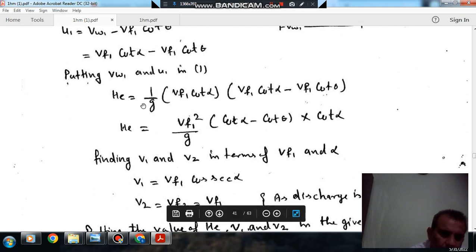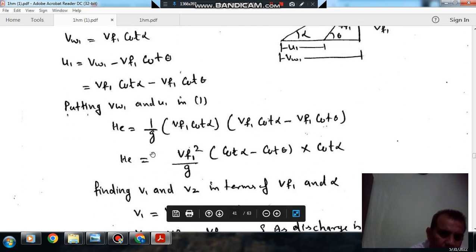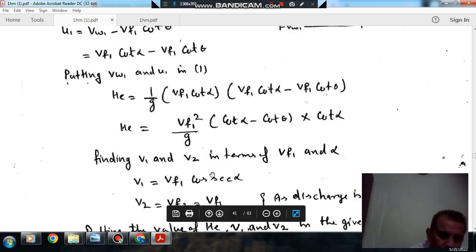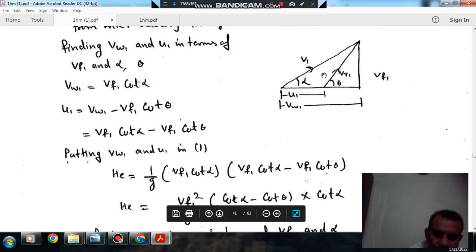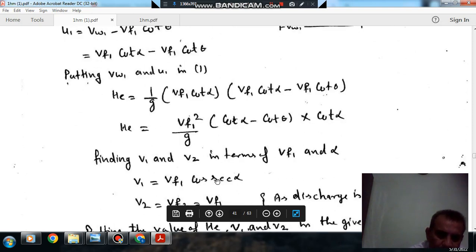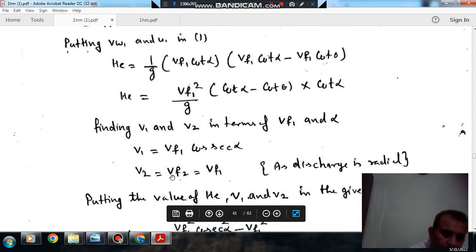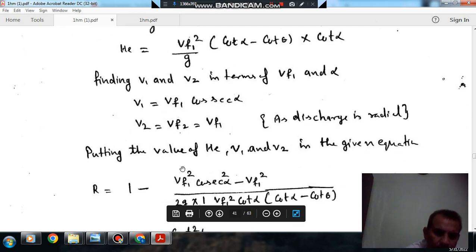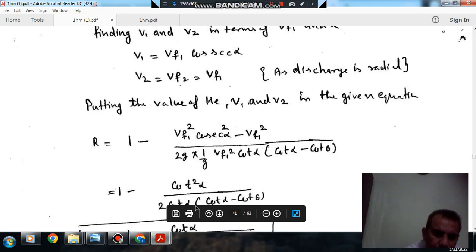So V1 is your Vf1 cosecant alpha, and as the discharge is radial, V2 is your Vf2, and Vf2 is Vf1. So we can write this also. Now we can put in the equation of degree of reaction. That is your Vf1 square cosecant square alpha, and this is your Vf1 square. V1 is this, V2 is this, and He is this.